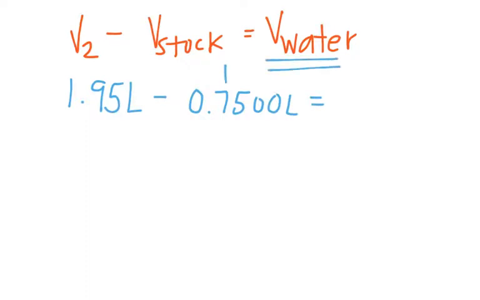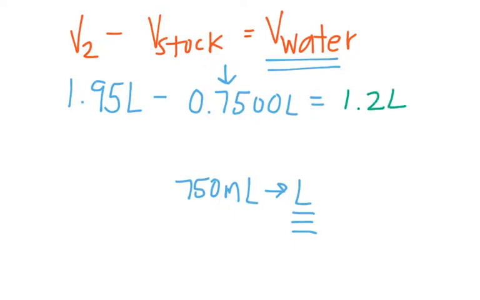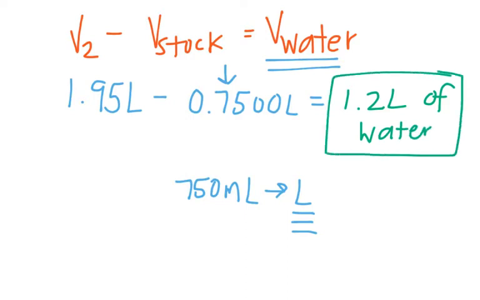So remember, this number came from the problem before, the 750 milliliters, but you have to convert into liters before you try and use it. So once you do this, you should get 1.2 liters, and this is of water. And this is our final answer. You do not have to put it into scientific notation because we're just doing simple subtraction.